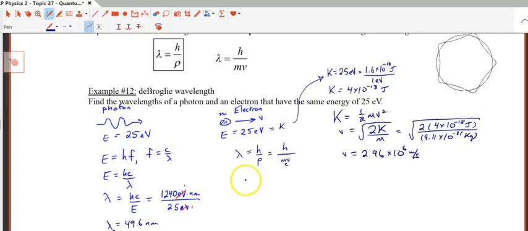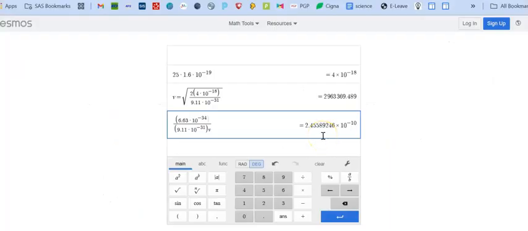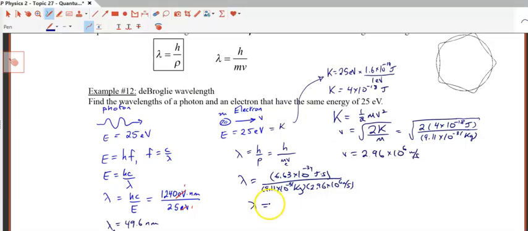All right, and then I'm going to plug that into our de Broglie wavelength equation, and h is 6.63 times 10 to the power of negative 34 joule seconds. Mass of the electron is 9.11 times 10 to the power of negative 31 kilograms. And then the speed I just calculated, 2.96 times 10 to the power of 6 meters per second. And now we just need to calculate it. If I did things correctly, it should be roughly 2.46 times 10 to the power of negative 10 meters.